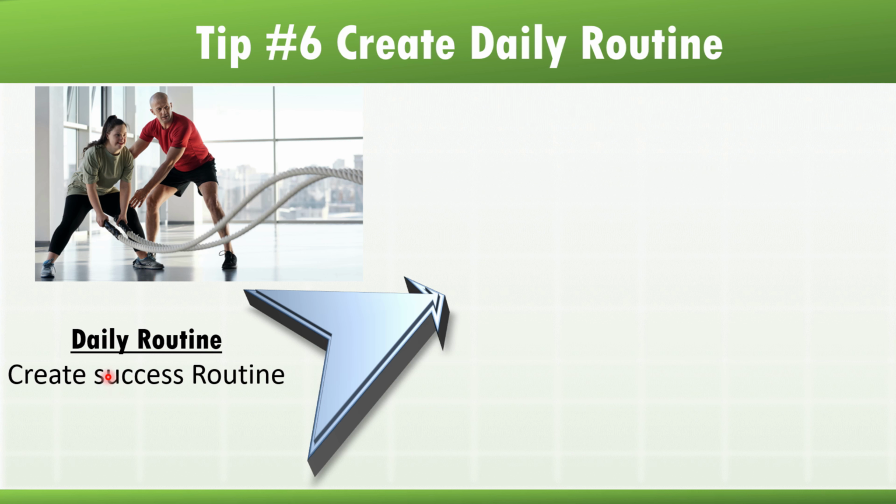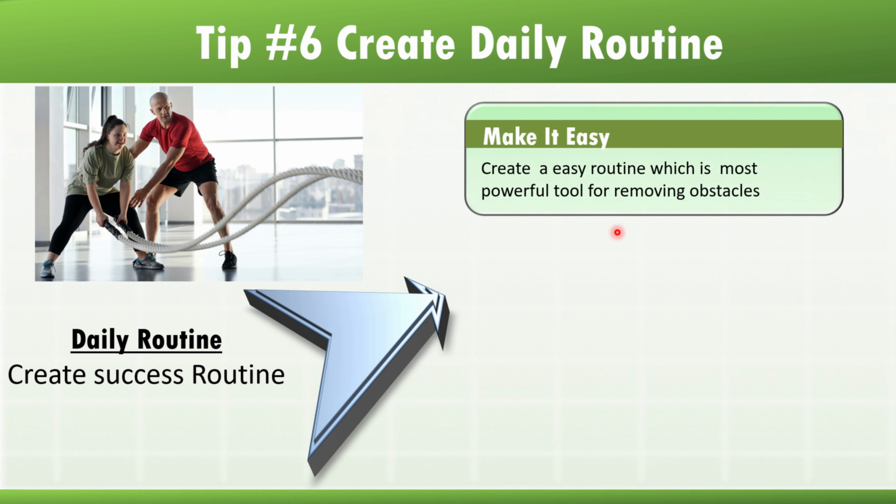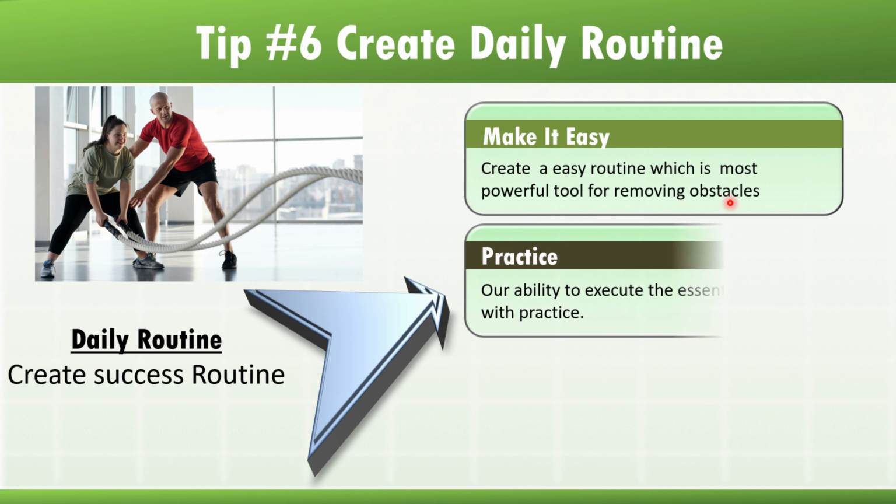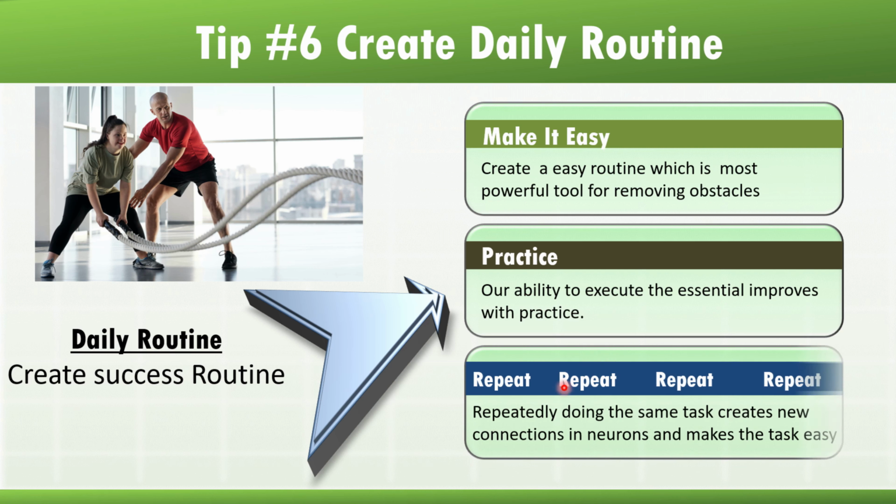Here, the author suggests to create a success routine to achieve your goal. So the author says, make it easy. Create an easy routine, which is the most powerful tool for removing obstacles. Practice. Our ability to execute the essential improves with practice. And finally, repeat, and repeat. Repeatedly doing the same task creates new connections in neurons and makes the task easy.